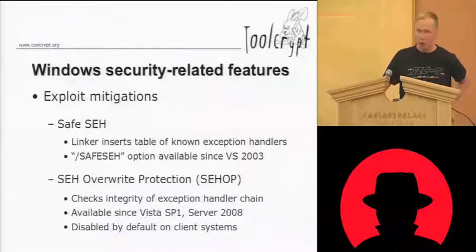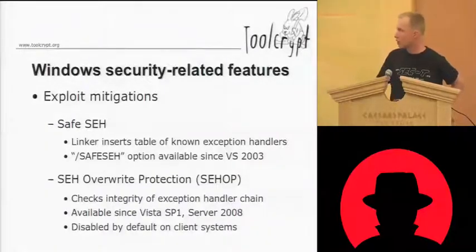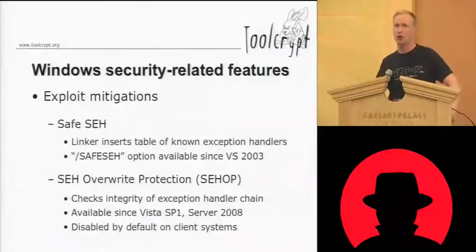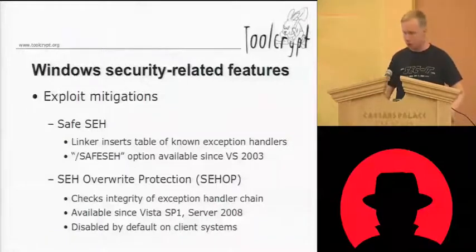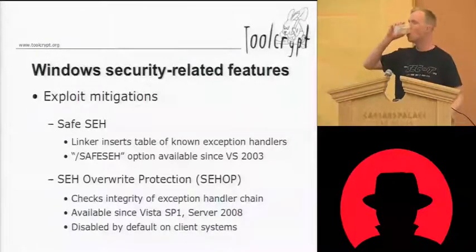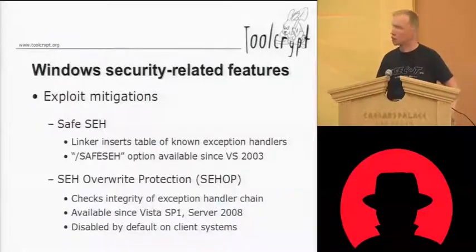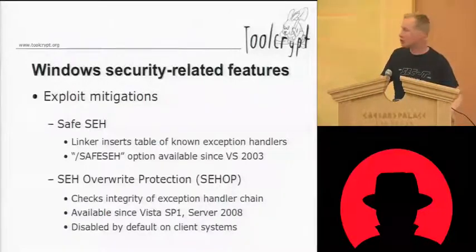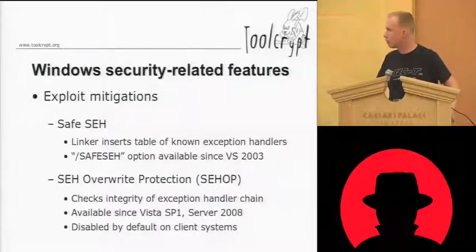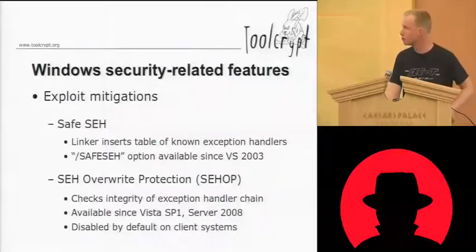In Vista Service Pack 1 and later operating systems, there's an even better exploit mitigation for SEH overwrites, which is called SEHOP, or SEH overwrite protection, which actually checks the integrity of the whole chain of exception handlers all the way back down to the default exception handler, which is much stronger, and to date there haven't been any practical ways to circumvent this protection.